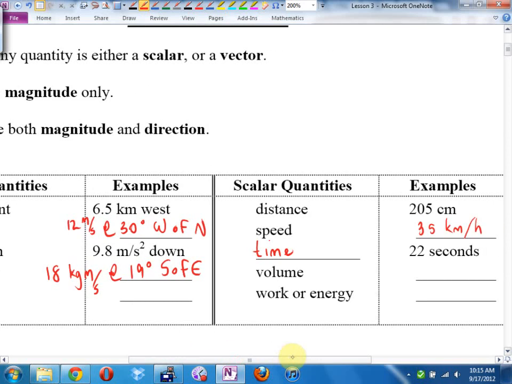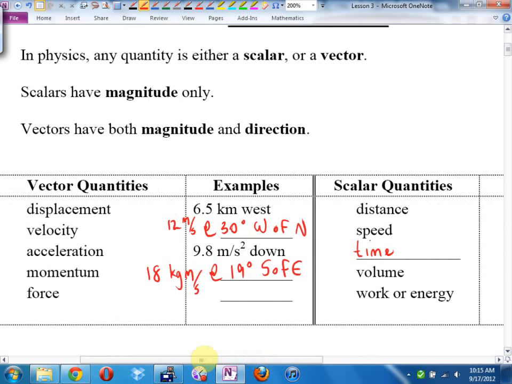Volume is a scalar. Just has a magnitude. Volume, 12 liters. What direction? Doesn't make sense. Force is a vector. How about 18 newtons due east? The only thing you want to be careful with force is because the capital letter N stands for newtons and it stands for north, often if I'm giving a direction after a force, I'll either put an at symbol or the word due or something so that I know, because if I wrote this, you might think that's 18 northeast, which wouldn't be illogical to assume.